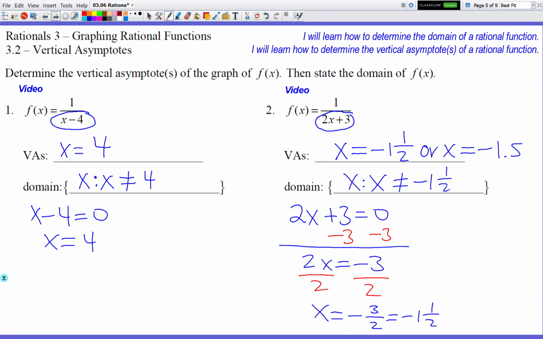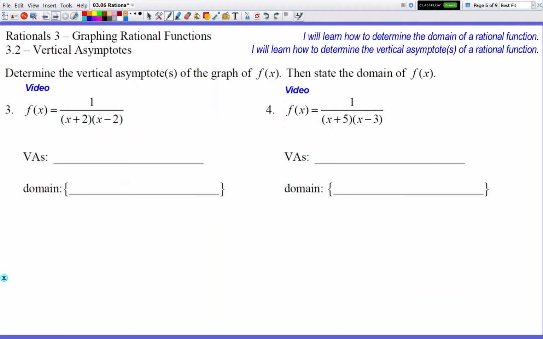Next slide. Number 3. Okay, so these are going to have 2 VAs, because it has 2 sets of parentheses with different things in each. So we're going to grab the x plus 2. We're going to set it equal to the number we never ever want to see it becoming, which is a 0. We're going to solve for x. We're going to get negative 2. So that's our first VA.